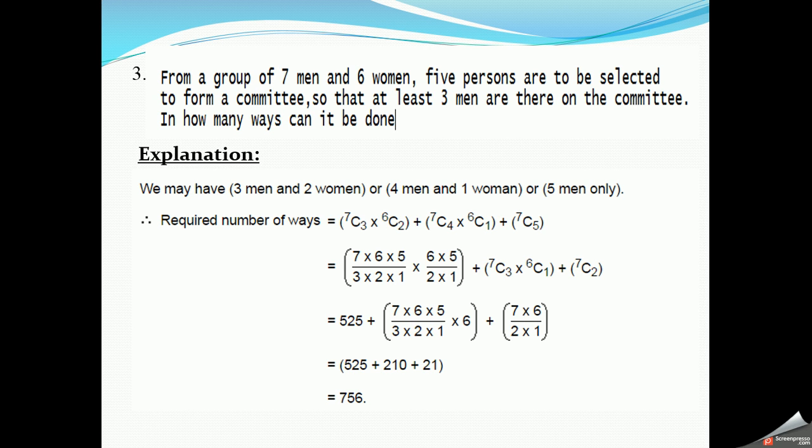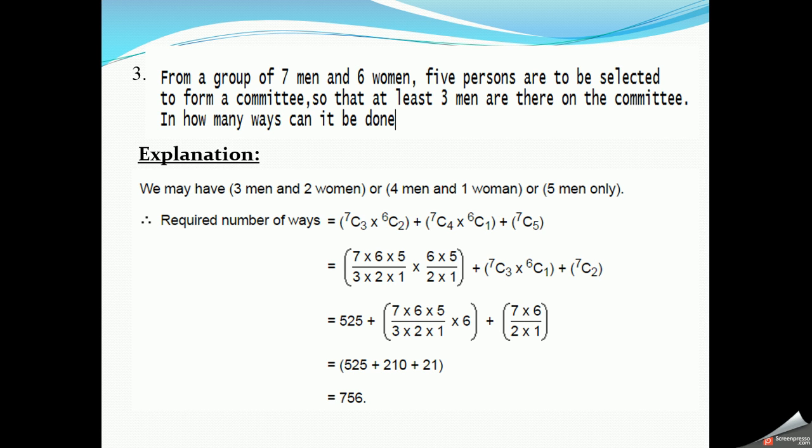It means minimum 3 men and maximum 5. So when we try to find that type of combination, we get the combinations: 3 men and 2 women, overall 5, or 4 men plus 1 woman, overall 5, or 5 men only. That's the possibility of the solution.